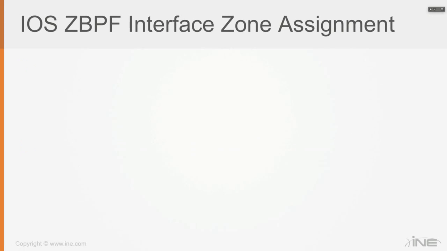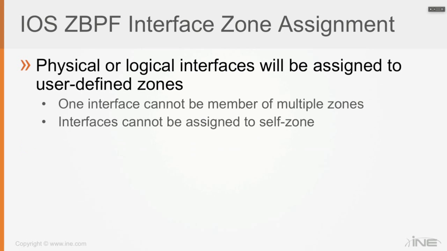And of course, the last step is going to be to bind the interfaces to the zones. You can bind to a zone either the physical interface or a logical interface, like in the case of IPsec VPN tunnels or SSL VPN tunnels, where you map the virtual tunnel interface or the GRE tunnel interface or the VTI tunnel interface to a specific zone. This is the last step. You bind a physical or logical interface of the router to a user-defined zone. And of course, one interface cannot be a member of multiple zones.